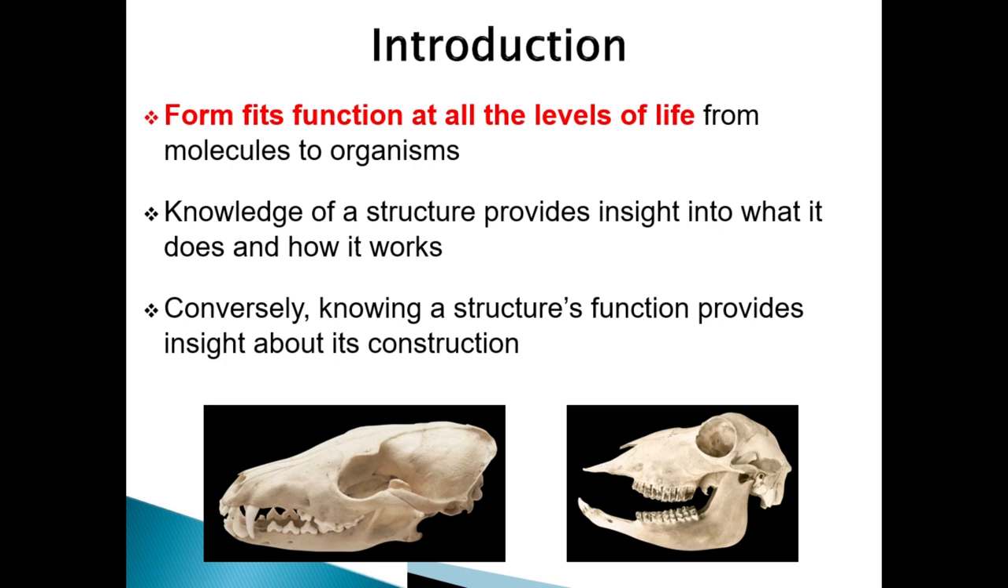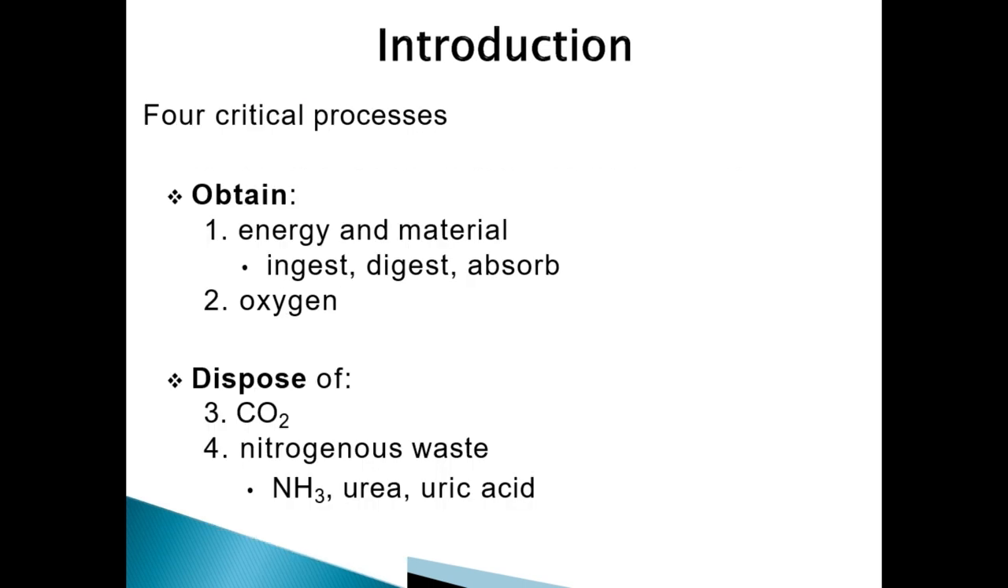All organisms essentially need to follow 4 critical processes, which in turn can be divided into 2 groups. These are obtaining certain things and disposing of certain things. Every organism needs to obtain oxygen and also energy and various materials. Every organism needs to dispose of carbon dioxide and also of nitrogenous waste, and this might be in the form of urea, ammonia, or uric acid, for example.